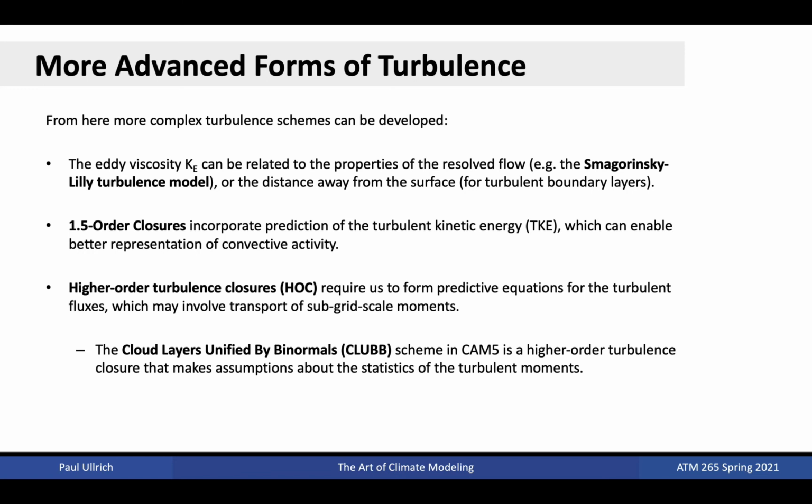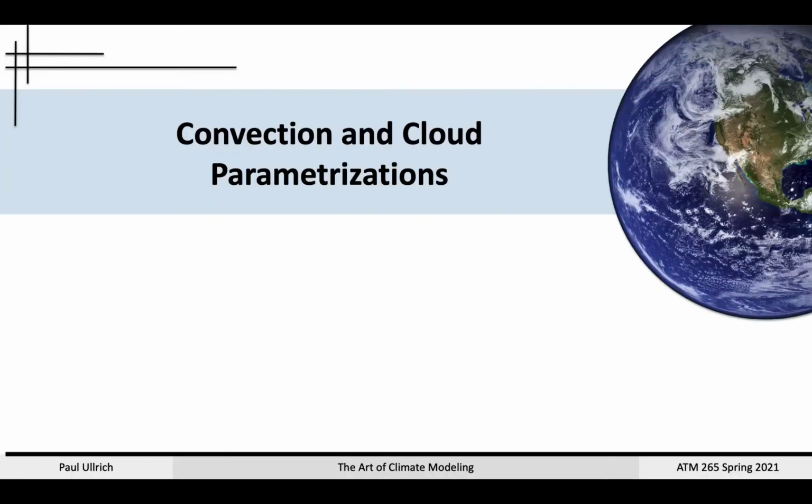More complex parameterizations could involve tracking things like the turbulent kinetic energy, or TKE, which is included as a scalar quantity that is transported by the flow. And to represent even more detail, we can include further predicted variables that capture subgrid scale variability. CAM currently employs one such higher order closure, the cloud layers unified by binormals, or CLUBB scheme. Closely related to turbulence parameterization are the convection and cloud macrophysics parameterizations.